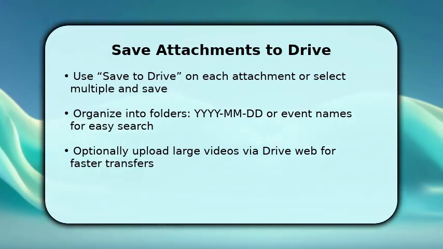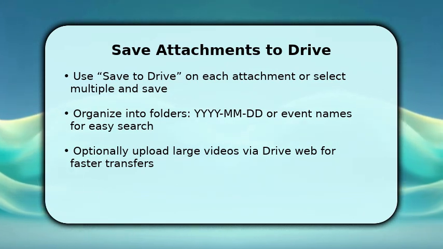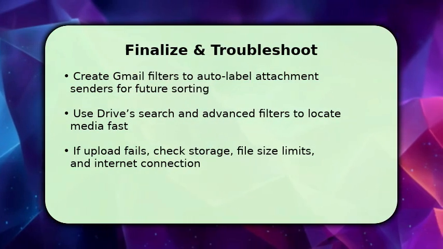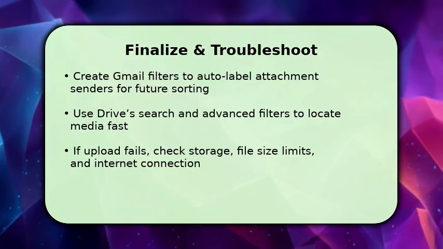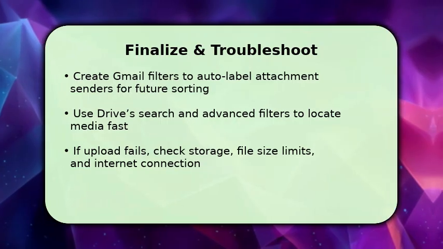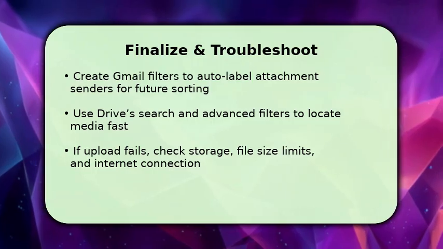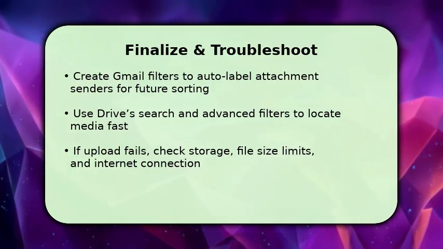Finally, to finish, organize and automate. Create Gmail filters that label or star messages with attachments so you can batch save later. Then use Drive search terms like type:video or owner:me, and folder names to find items quickly. Share stored media by inserting Drive links in new emails to avoid reattaching files.